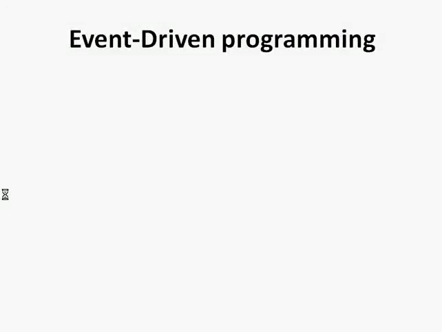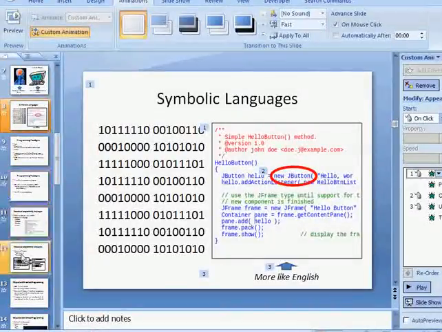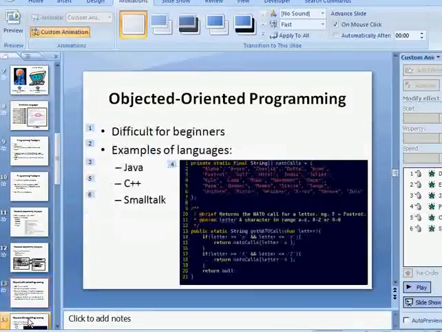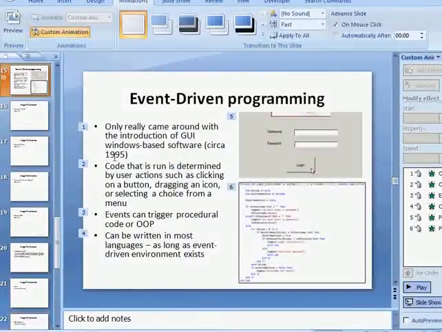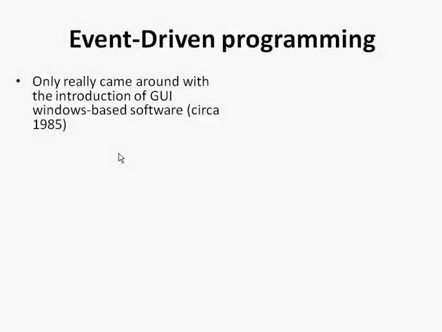Finally, event-driven programming. This only really came about with the introduction of graphical user interfaces such as Windows, where we're able to click and point and drag. First version of Windows came about in 1985, that should say. I'm going to change that now. Not 95. Thanks for waiting there.